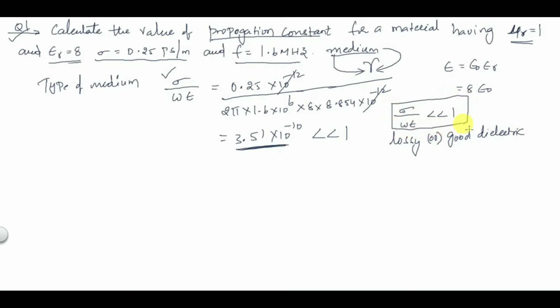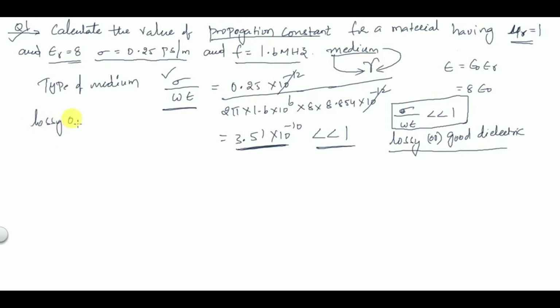In the concept of wave propagation in a lossy or good dielectric medium, I have told you that the condition for this type of medium is sigma by omega epsilon is less than 1. Now we have got sigma by omega epsilon very much less than 1. So the medium is lossy or good dielectric.